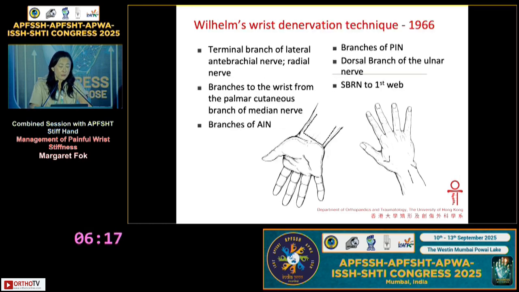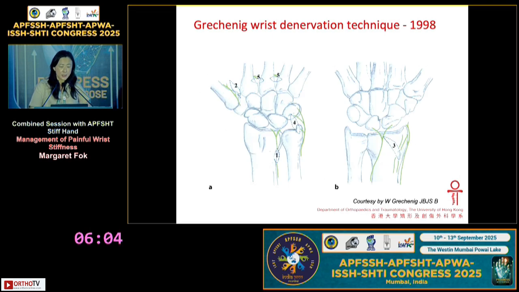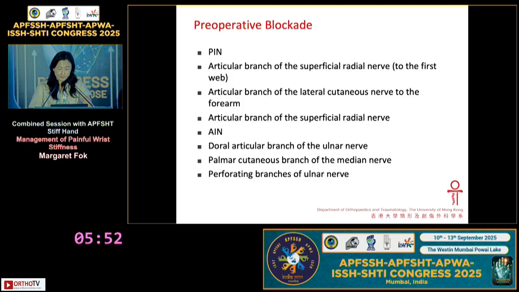So actually, the wrist denervation technique is not something new. It was described in 1966 by Wilhelm, and he talked about a few different ways of denervating all the nerves. Then subsequently, in 1998, Grisham actually talked about different techniques, in terms of having smaller incisions on both the dorsal and the palmar side, and then getting the ablation of all the nerves.